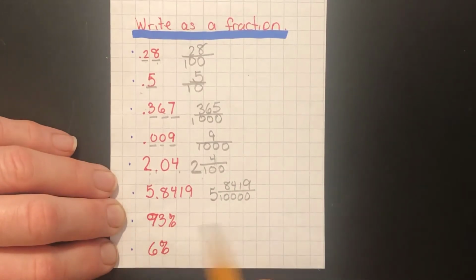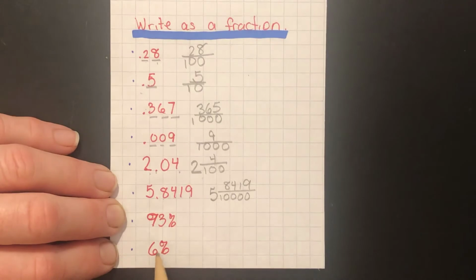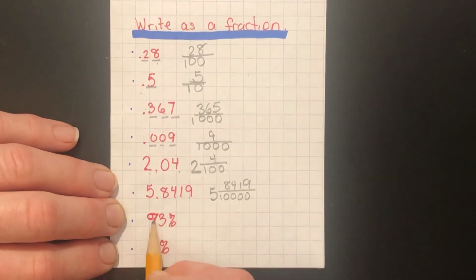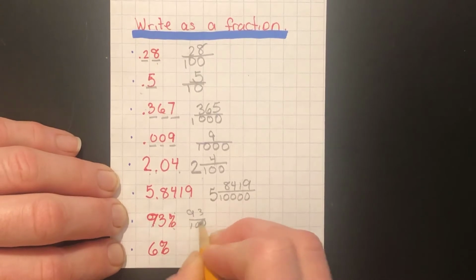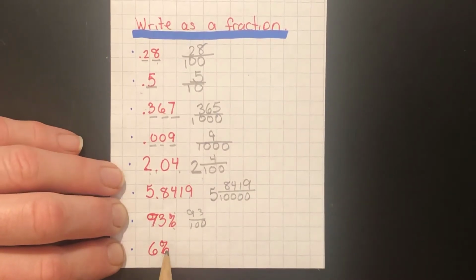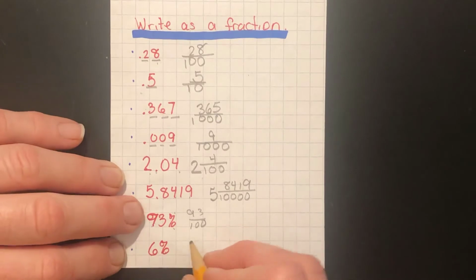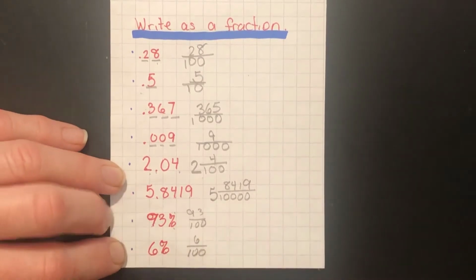Now, I think it's really easy to go from percent to fraction. This is per 100, 93 per 100, so you write 93 per 100. This is 6%. 6%, 6 per 100, 6 over 100.